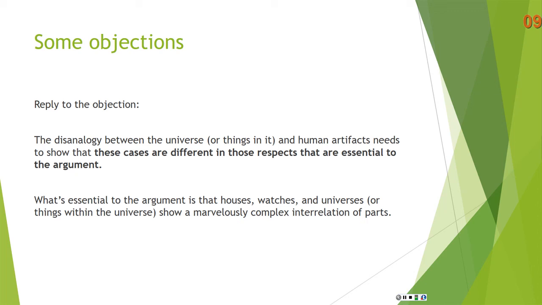So what's essential to the argument is that houses, watches, and universes, or things within the universe, show a marvelously complex interrelation of parts, and I would add, for a certain purpose. Okay, so does the house exhibit order, function, and complexity? Yes. Does the universe, or at least things in it like the eye, exhibit order, function, and complexity? Yes. And so that's all that matters for the inference.